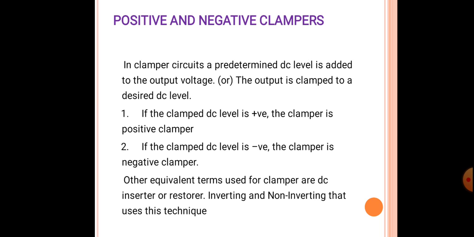Okay, now it's time to look into positive and negative clampers. In a clamper circuit, a predetermined DC level is added to the output voltage. The output is clamped to a desired DC level. This is what we have seen earlier. If the clamped DC level is positive, the clamper is a positive clamper. If the clamped DC level is negative, the clamper is a negative clamper. Other equivalent terms used for clamper are DC inserter or restorer, inverting and non-inverting, that use this technique.